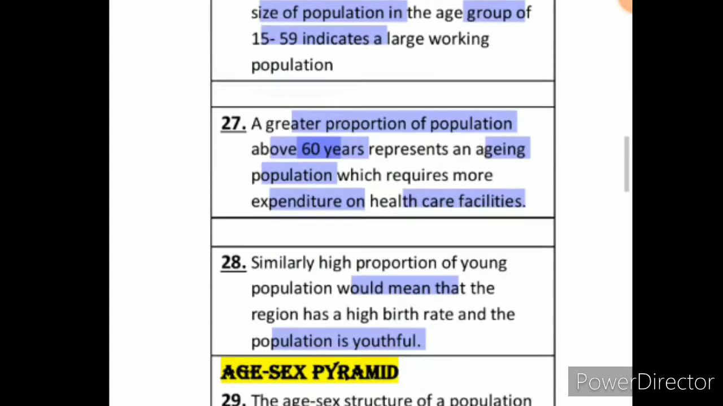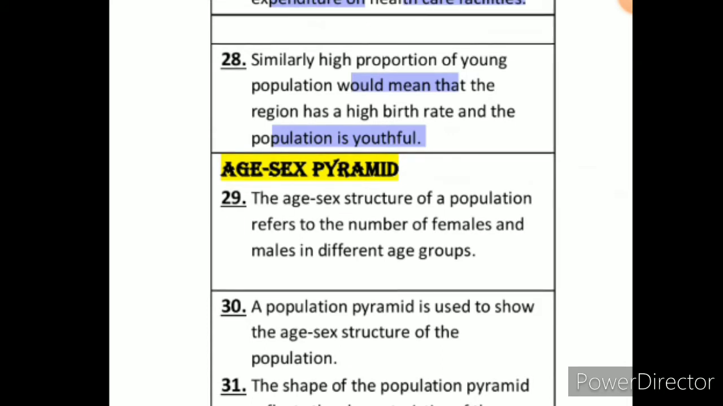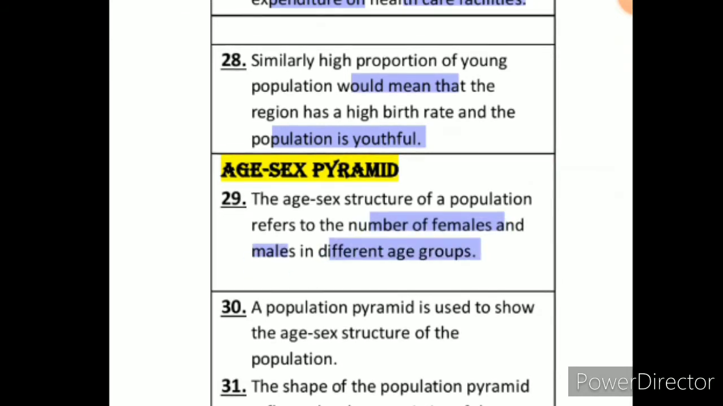Next topic in your book is age sex pyramid. When we say age and sex structure of population, what does it mean? How many females and how many males are in different age groups. मतलब कितनी औरतें किस एज ग्रुप में हैं, कितने मेल्स कितनी एज ग्रुप में हैं. So that's called age sex pyramid, right?